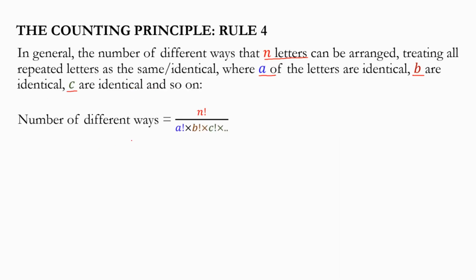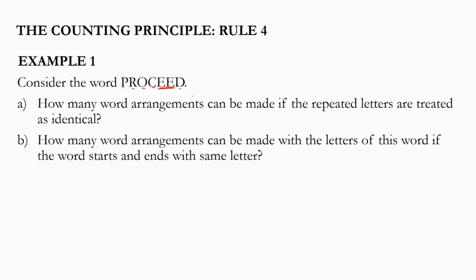Then we say that the number of different ways is going to be n factorial. Looking at our example, our n is 7, divided by a factorial, because now we have a of the letters identical. We have 2 letters that are identical there, so it's going to be 2 factorial. So we're going to have 1, 2, 3, 4, 5, 6, 7, which is 7 factorial, and then the repeated letters: there are 2, divided by 2 factorial. We don't have any other repeated letter.